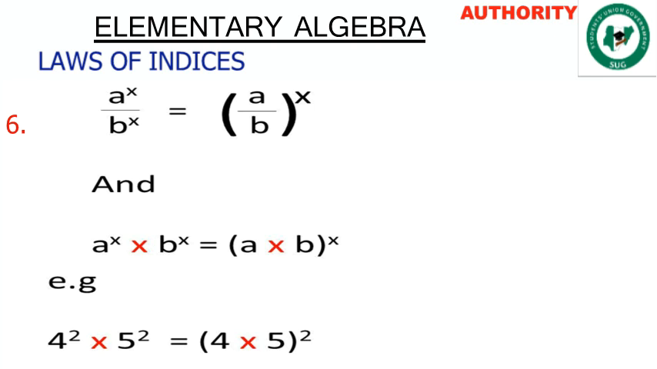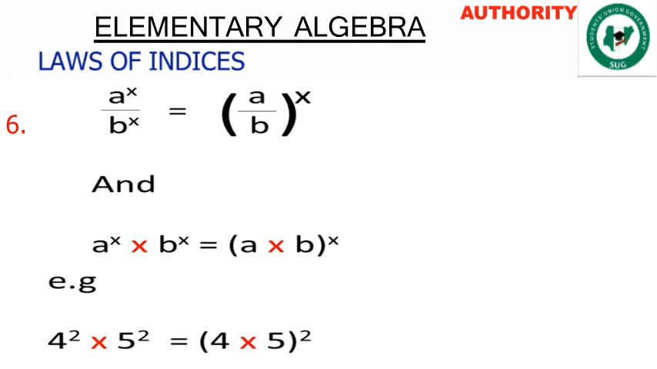Number 6. A raised to power x all over b raised to power x is the same as saying a all over b, all in bracket, raised to power x. So when you open this bracket, the x will be distributed to both terms. Okay? That is it. Now also, when you say a raised to power x times b raised to power x, it is the same as saying a times b in bracket raised to power x, so that when you open the bracket, the x will be distributed to the terms in the bracket. Okay? Yeah, that is good.